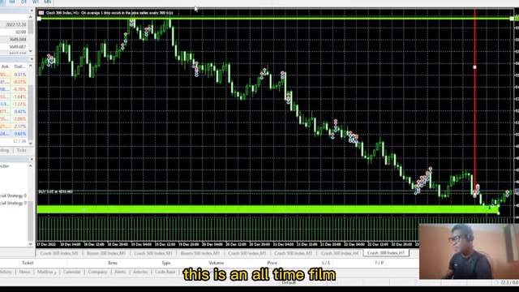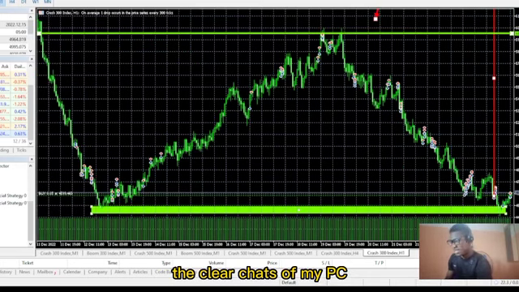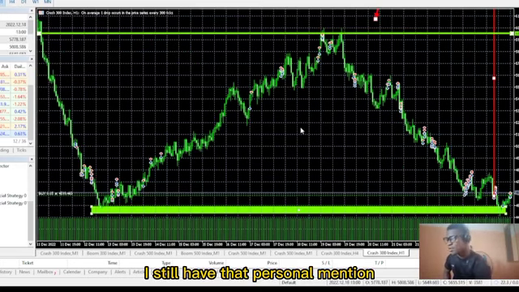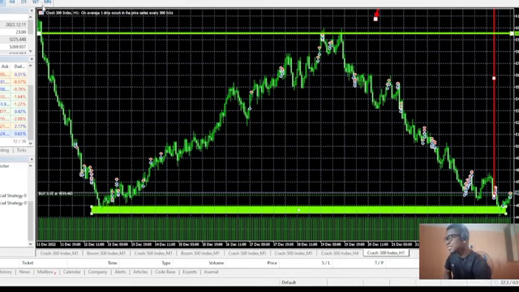This is the hour time frame. If I zoom in a little bit to see the chart clearly, you see I still have that particular momentum. If you have been following chart analysis, you see that there are only two momentums in the chart, which are the V and A formations. If you see something like this, this is a formation, right?